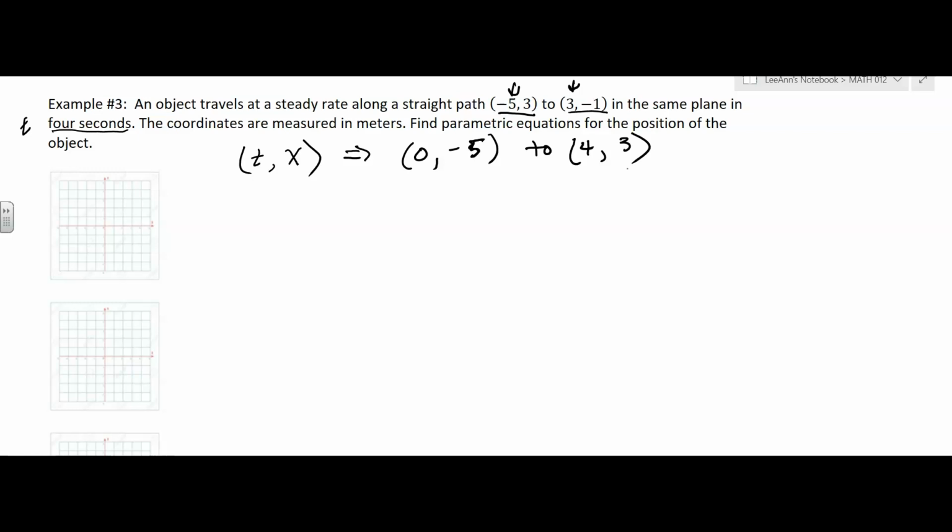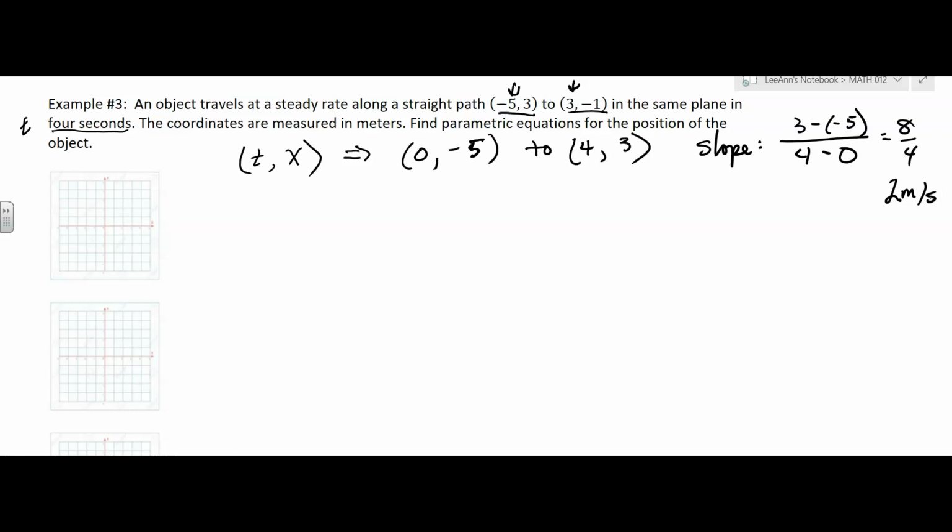So those are 2 ordered pairs. You can find the slope of those. So, remember the slope formula. I hate to put m because we're going to use that for meters, but the slope would be 3 minus -5 over 4 minus 0, because we're trying to find the parametric equation for x of t. Okay, and that gives you 8 over 4, which is 2, and that's meters per second. So that's the rate the object is going, 2 meters per second.